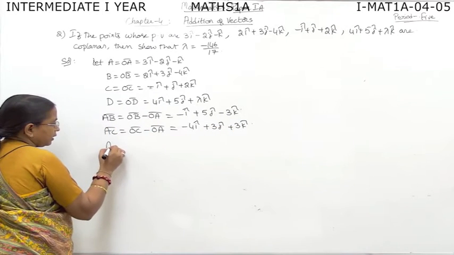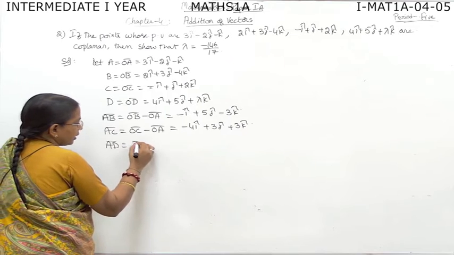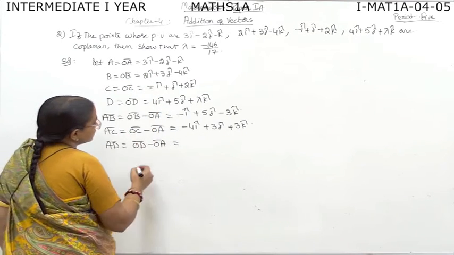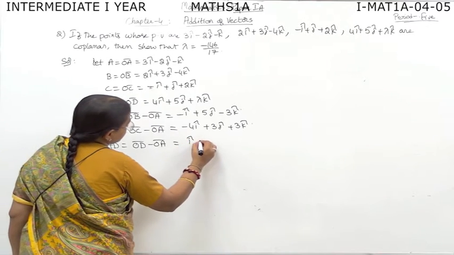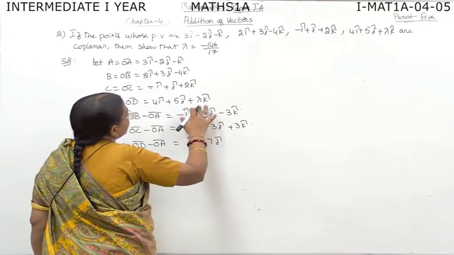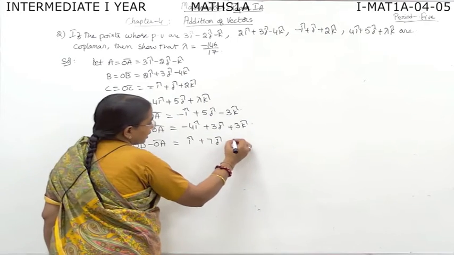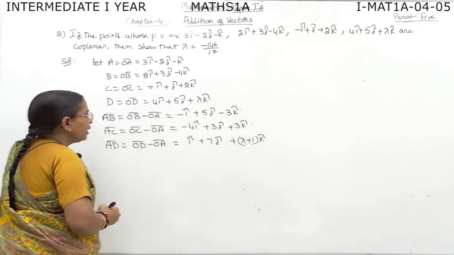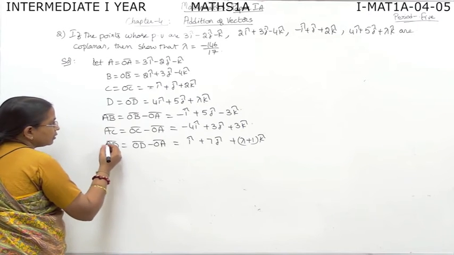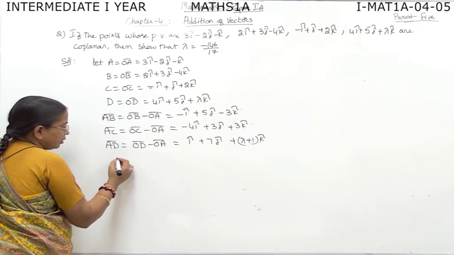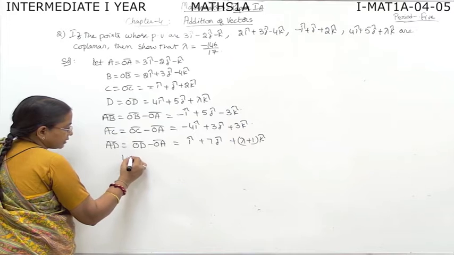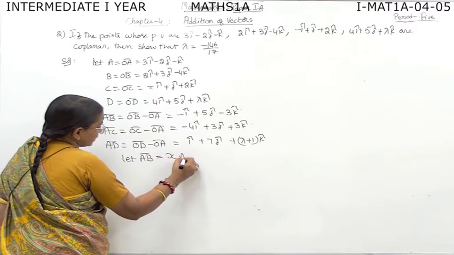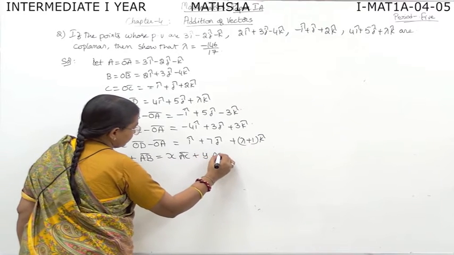Okay, next AD. AD is equal to OD minus OA. So this minus this. So 4 minus 3, 1. And then 5 plus 2, 7. And then here it is lambda k plus k. So we'll write lambda plus 1 into k. Like this we'll write. Now A, B, C, D, these points are coplanar. So we'll first take the linear combination. AB is equal to x times AC plus y times AD.